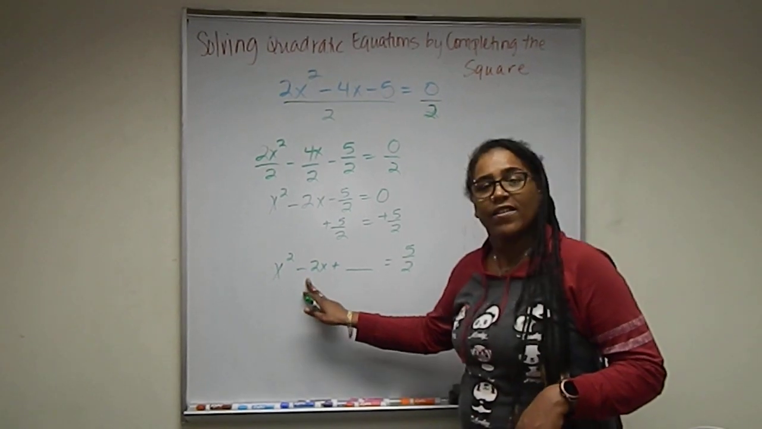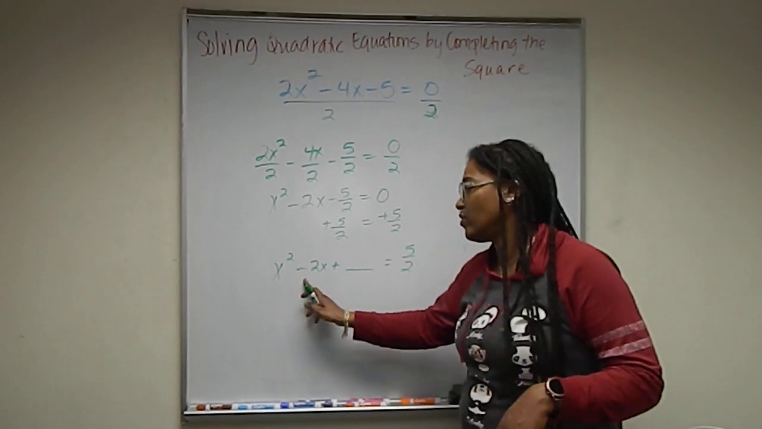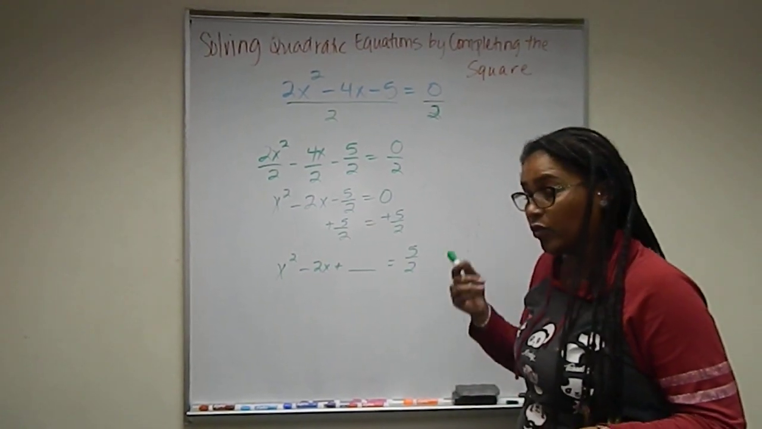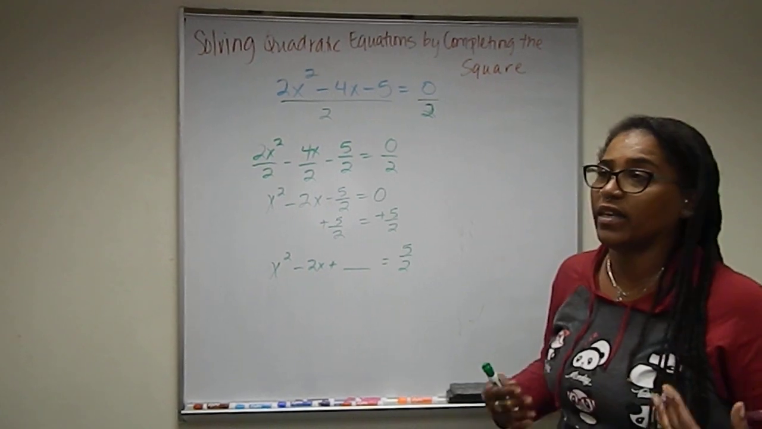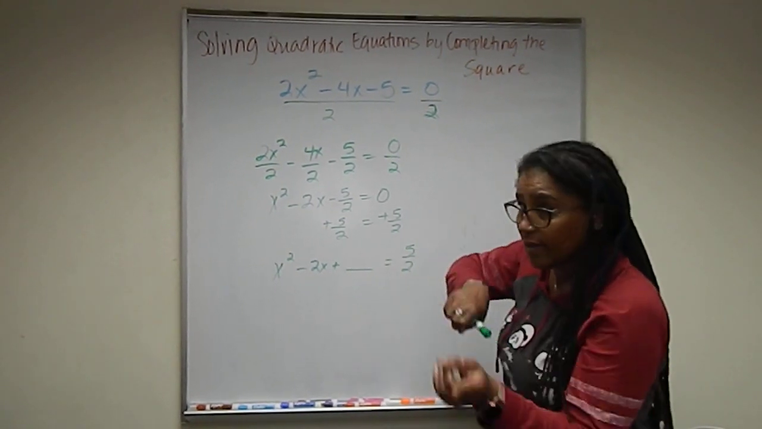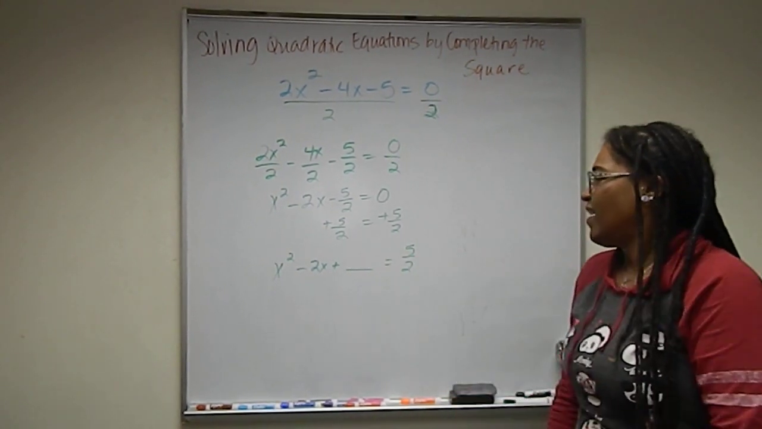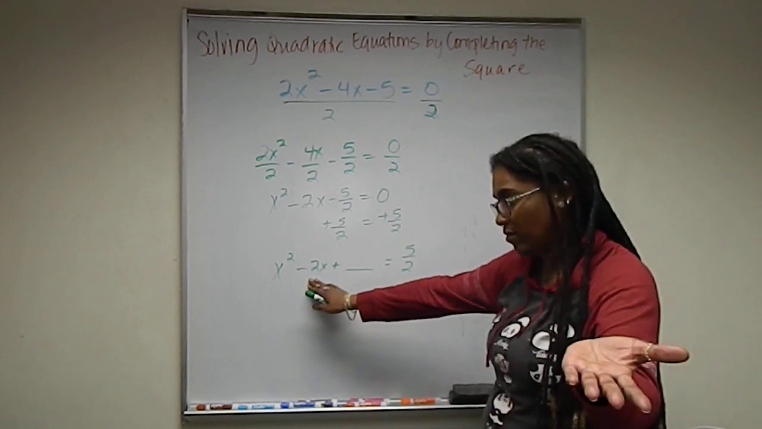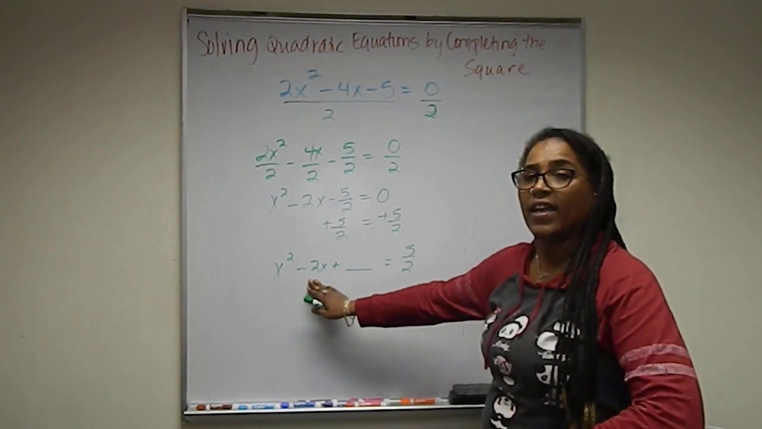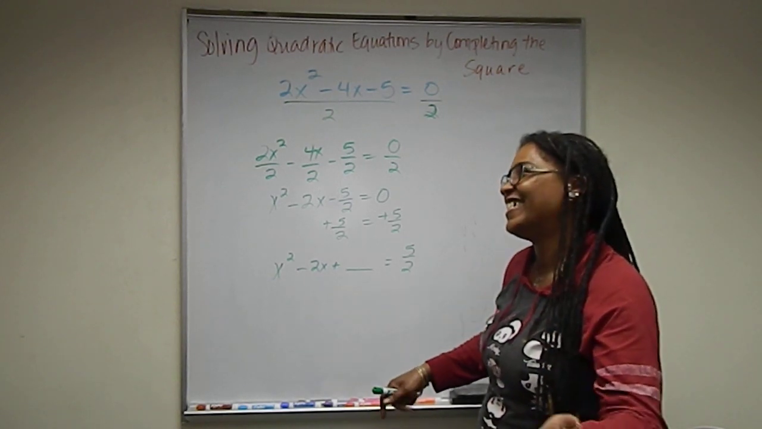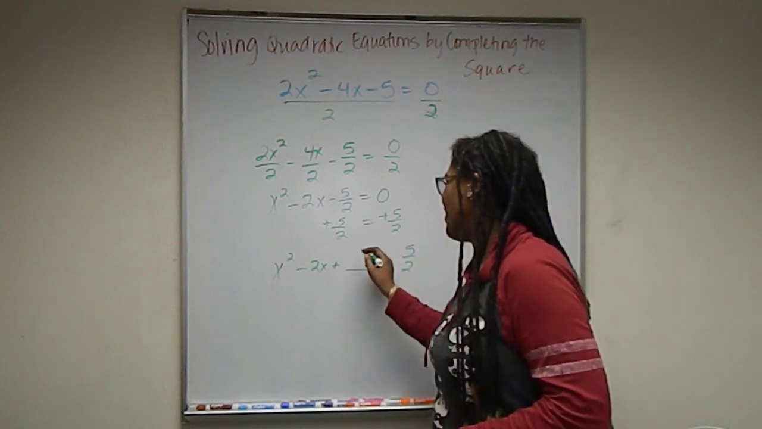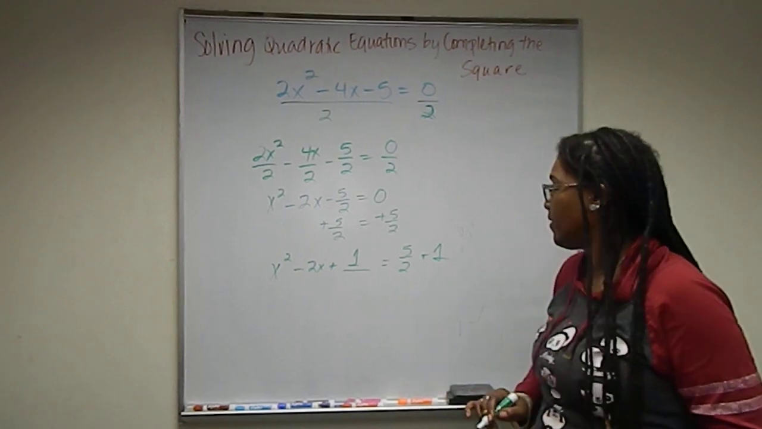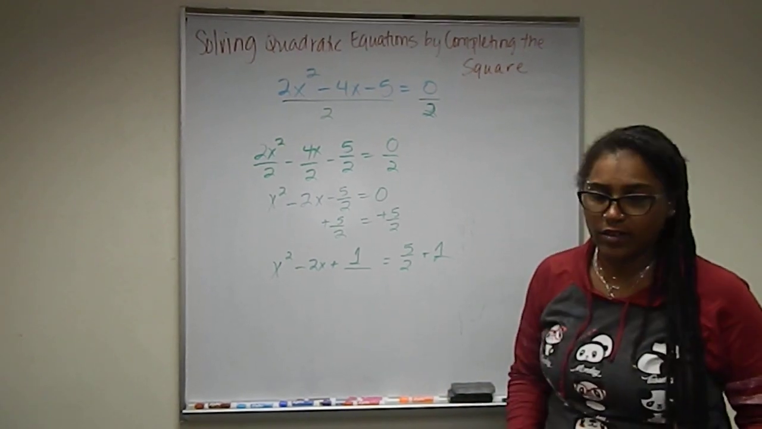So now, half the coefficient of the b term. What's our b term? Negative 2. Doesn't matter about the negative, because we're going to square our value. Even if we did take the negative, a negative times a negative is a positive. Half the coefficient of our b term, half of 2 is 1, and that value squared is, 1 squared is 1. And add it to both sides. So now we have 1 added to it.